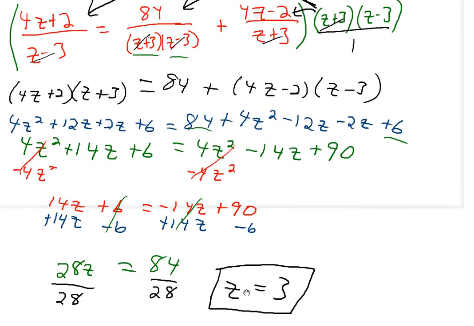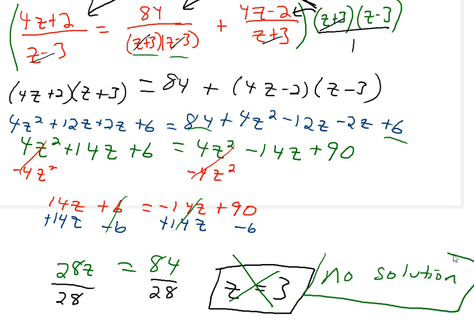And so that's why we ended up getting that as a solution, even though it doesn't work in our original problem. So long story short, 3 is not a valid solution, so we have to toss it out. That's no good. And since there's no other alternatives, there's nothing else that could possibly work, our conclusion here is that this equation has no solution. If that's the only possible answer and it's not a valid answer, then there's just no solution to that equation.